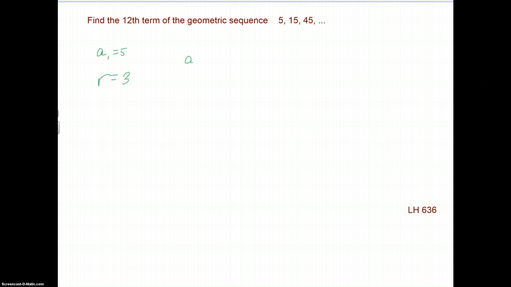Okay, so A sub 12 is going to equal A sub 1 R to the n minus 1, which is going to be A sub 1 is 5, R is 3, and the n minus 1 is going to be the 11th power, because we're interested in the 12th term. And this comes out to be 885,735. These things get pretty big pretty quickly.